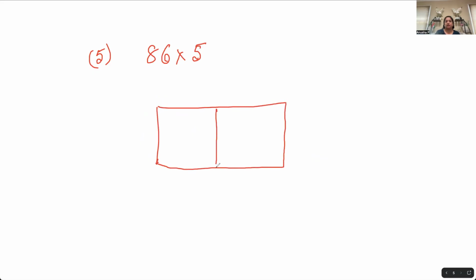Now coming to the fifth example, 86 times 5. 80 and 6, we are multiplying it by 5. 80 times 5: 5 times 8 is 40, so 80 times 5 is 400. 5 times 6 is 30.